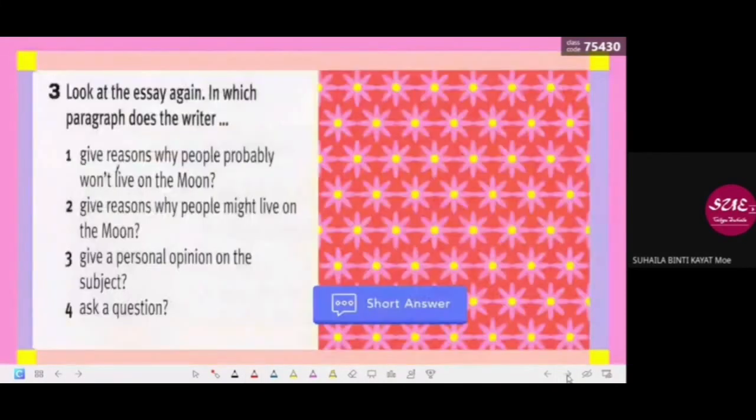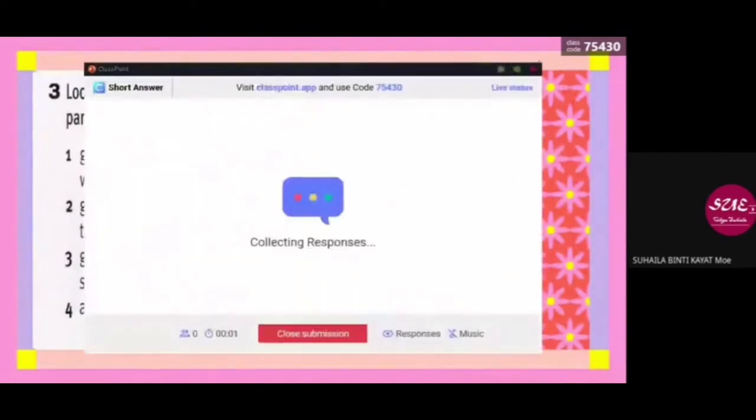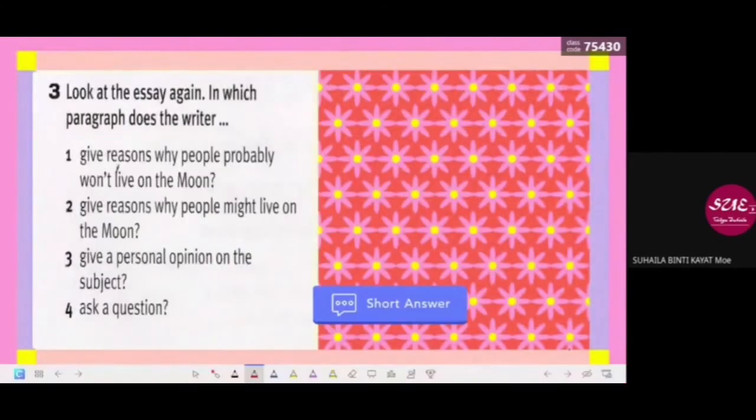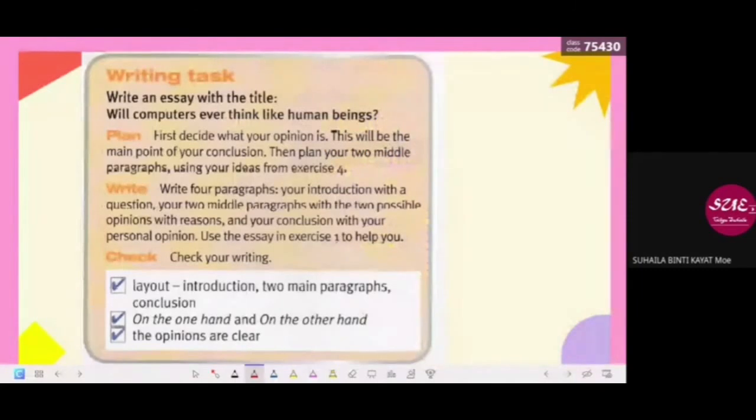Okay, kita dah masuk sini. Okay, kita leave this one. Alright. So, this is your task. Writing task. Write an essay with the title. Okay, I already changed the title. Title ni saya tak guna. Saya ambil tajuk lain. Nanti awak akan tengok tajuk dia. Okay, ni tak guna ya. So, you are not going to do this title.